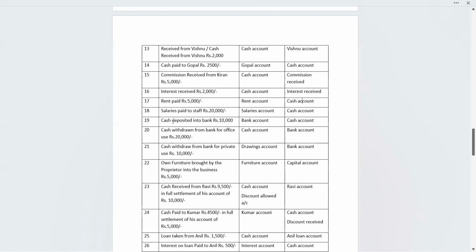Which side? Credit side. Cash deposited into bank rupees 10,000. Now cash comes in or goes out? Goes out. Which side? Credit side. That amount, who will receive? Bank. Bank is a receiver. Receiver, which side? Debit side. Cash withdrawn from bank for office use. You are withdrawing the money from the bank for what purpose? Office purpose only. Now cash comes in or goes out? Comes in. Who will give that amount? Bank. Bank is a giver. Which side? Credit side.